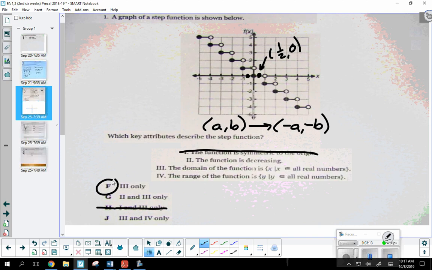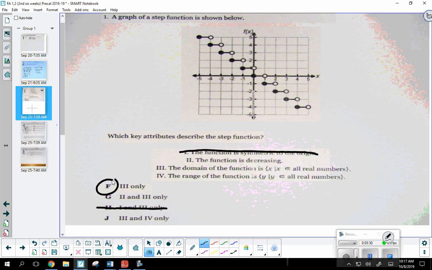Okay, 2, the function is decreasing. What do we think, yes or no? Well, we already know what the answer is, so we can say, no, it's not decreasing. But can anybody tell me why? I mean, overall, it looks like it's dropping to the right. Will, what do you think? I mean, within each of the intervals, it's constant.